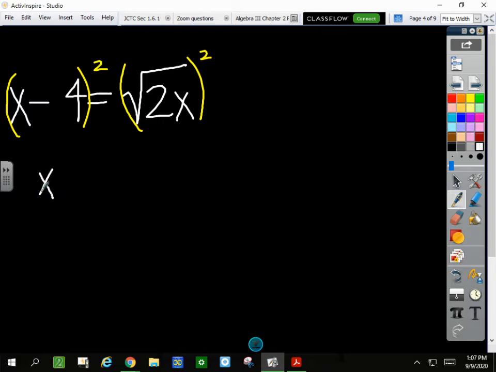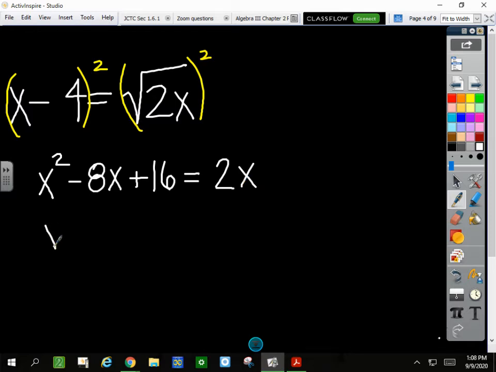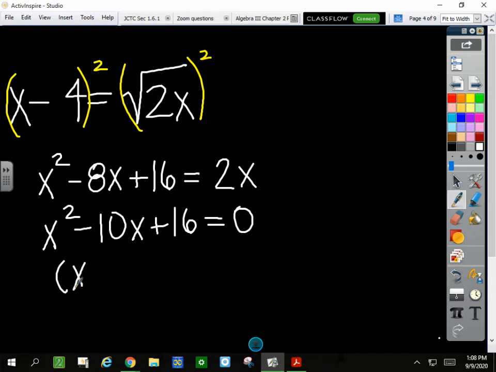So squaring both sides, I'm again using that shortcut. So first term squared, x and 4 doubled, and then 4 squared. And on the right side, the radical and the yellow 2 exponent cancel out. This is quadratic. We want to get a 0, so I'm going to subtract 2x, keeping this in descending order. And then you can factor or use the formula. I'm going to factor.